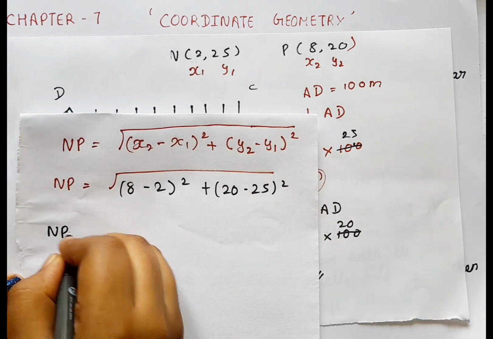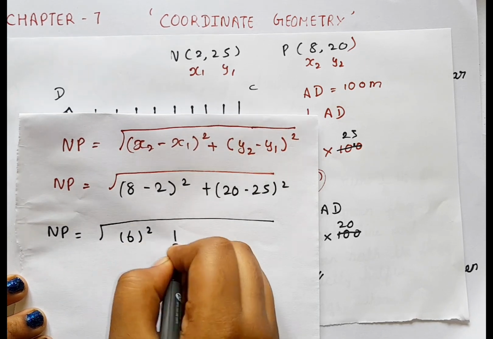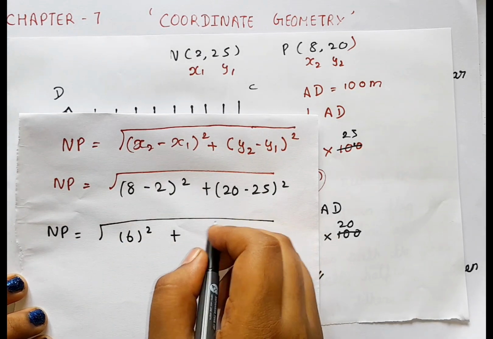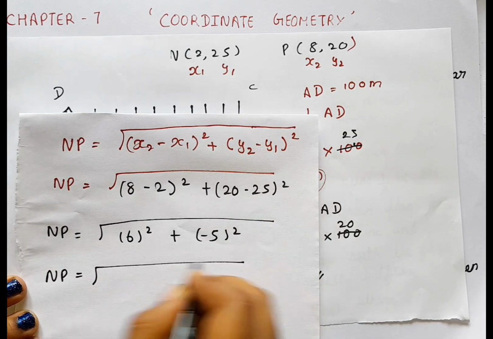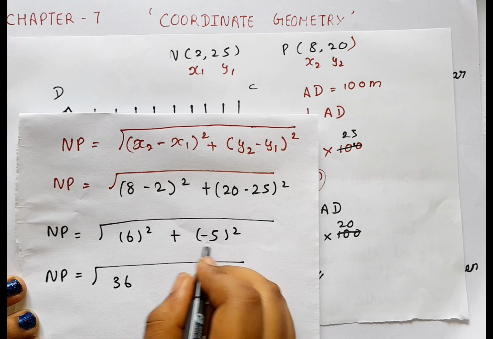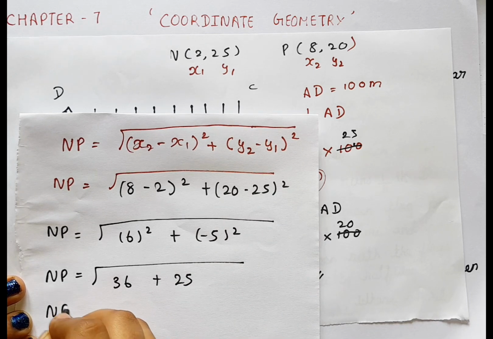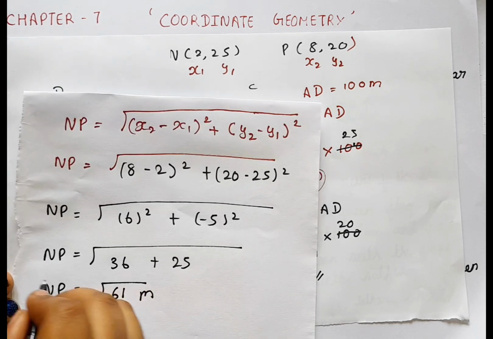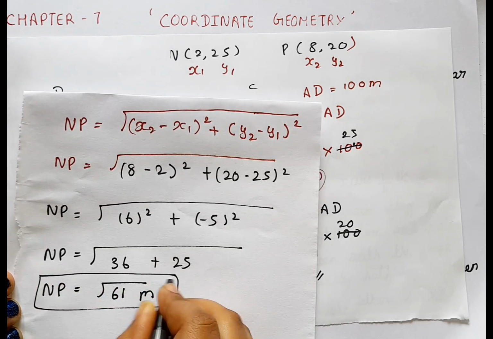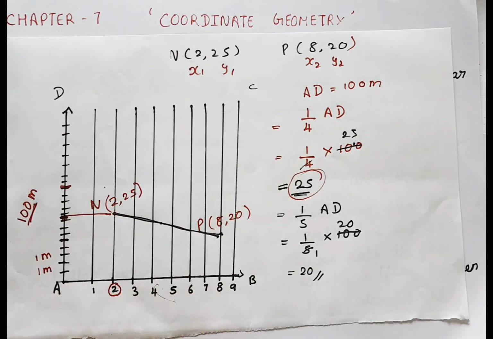Okay, and then NP is equal to 8 minus 2 is 6. So 6 the whole square, plus when we just solve it, we'll get minus 5 the whole square. NP is equal to, so 6 square is 36, and then minus 5 the whole square is plus 25. So NP is equal to, when we just add them, we'll get 61 meter. Okay, so we got the distance, isn't it? Finally, we found the distance between Niharika and Preet. So the distance between Niharika and Preet is root 61 meter.